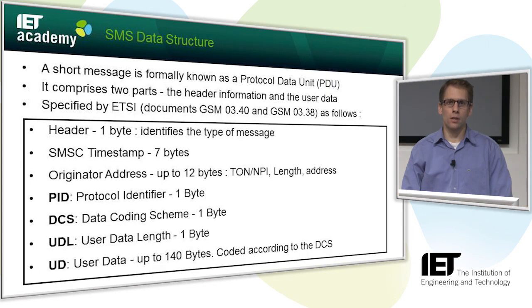All data in an SMS message is transferred in a single packet. This packet comprises a header part and a user data part. The header identifies the type of message, for example, whether it is a normal text message, a ringtone, or a logo. The remaining parts of the message are used for control purposes to provide instructions to the SMS sender, a SIM card, the handset, and eventually the air interface. Such parts include the originator and destination address, the protocol identifier and data coding scheme, as well as the user data and the user data length.